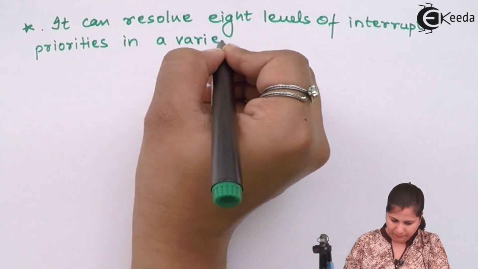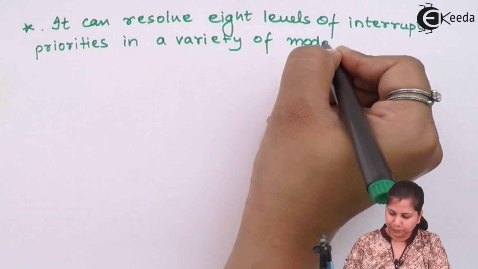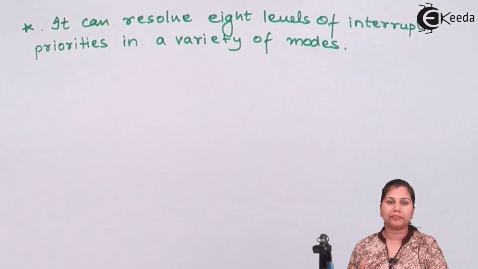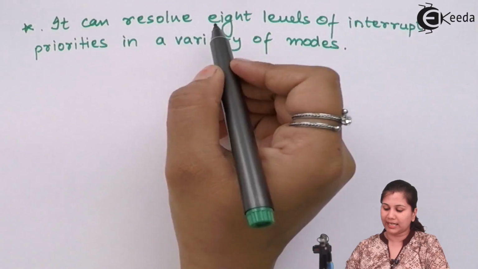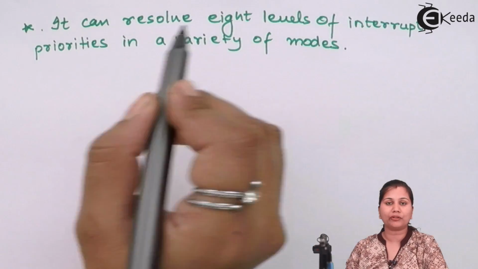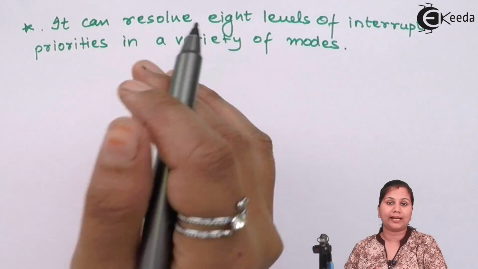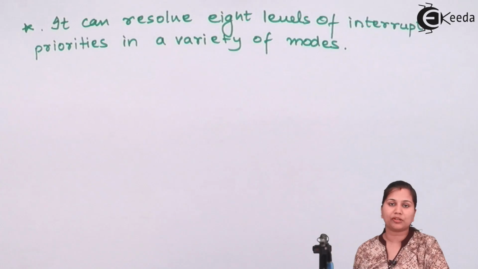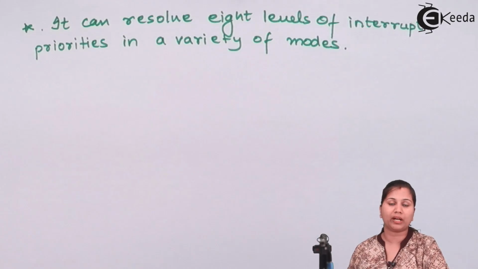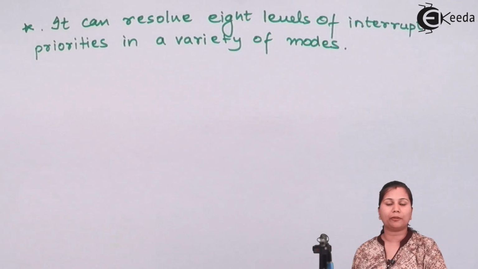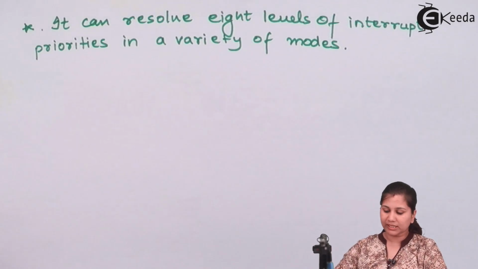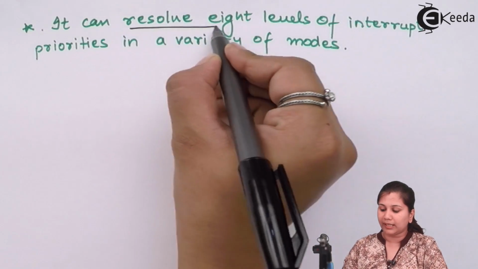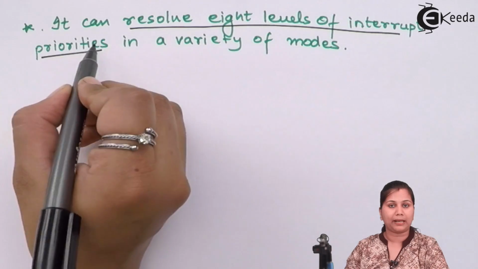So 8 interrupt pins can be connected to 8259, so we can say that it can resolve 8 levels of interrupt priorities in a variety of modes. There are various modes of operation of 8259, and according to the modes of operation, the priority levels can be decided. So it is the feature that it can resolve 8 levels of interrupt priorities.